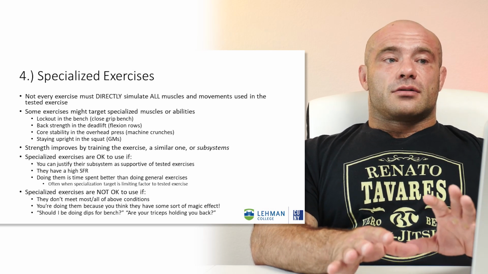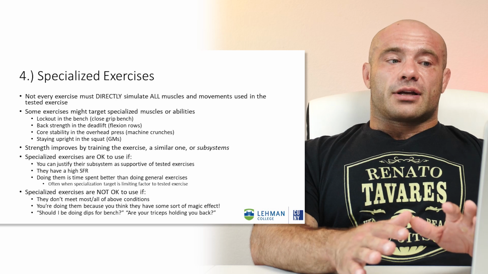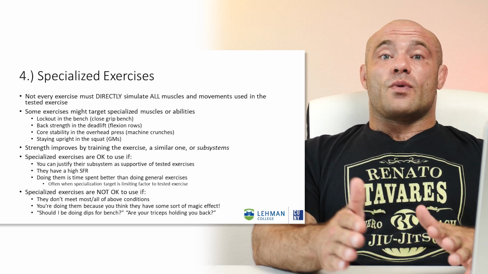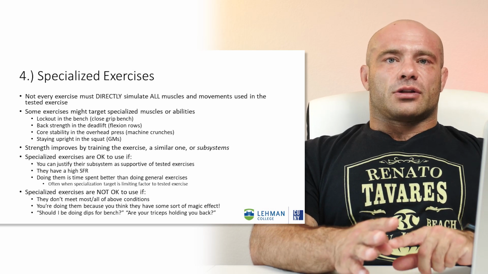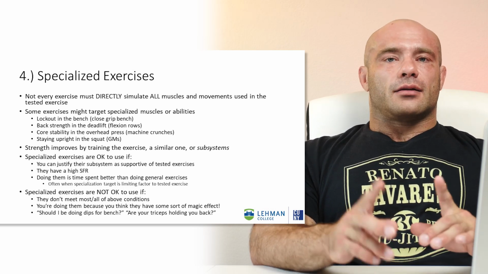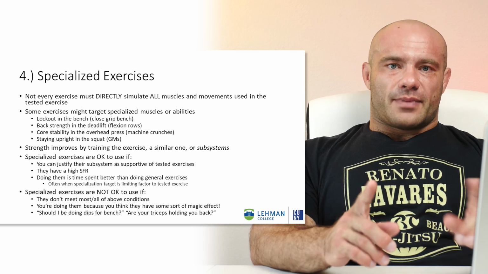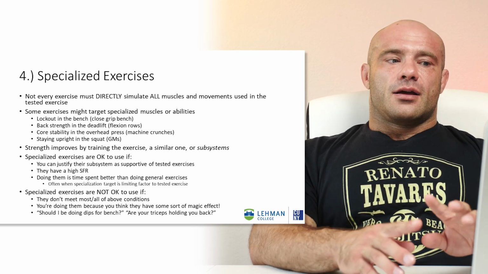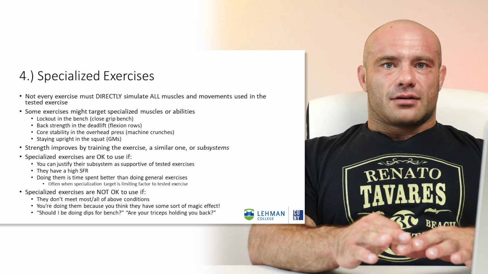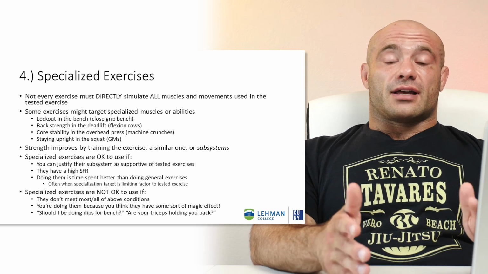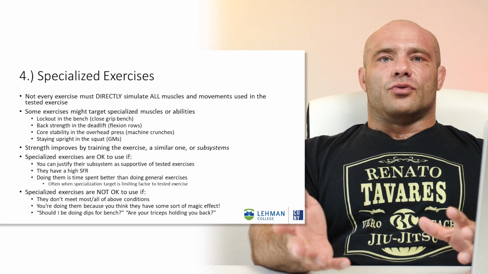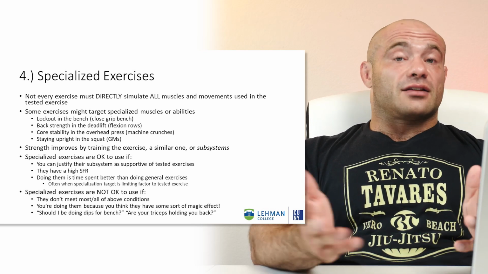So first, some exercises might target specialized muscles or abilities that we need to bring up. For example, if you're struggling with lockouts in the bench, close grip bench might address that very well, better than the regular bench, maybe. Back strength in the deadlift, because the deadlift tests all kinds of strength. Maybe you can use something like a flexion row in order to improve spinal erector strength for the deadlift, maybe.